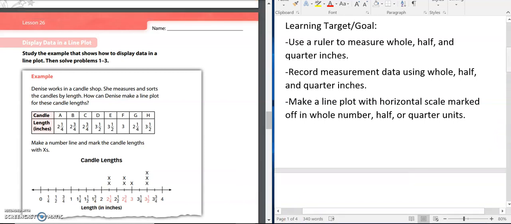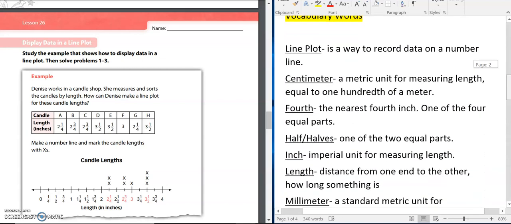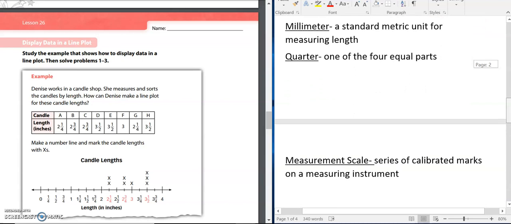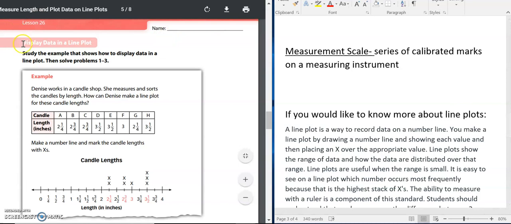You also have some vocabulary that will be listed here in this lesson that you can go back and reference if you need more clarity and understanding. So let's jump right in. Your lesson: study the example that shows how to display data in a line plot. Then solve problems 1 and 3.